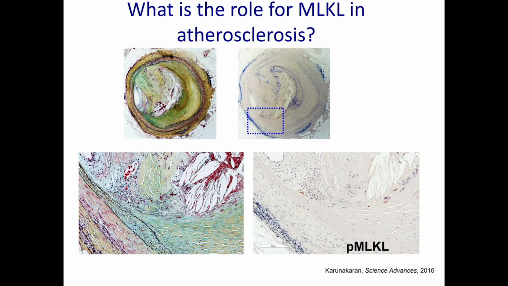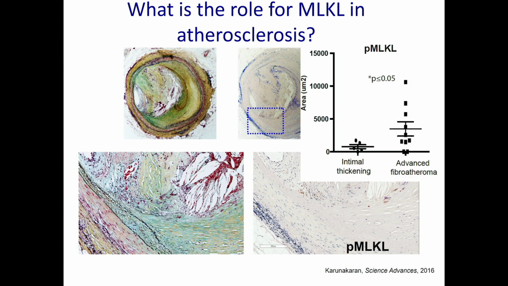And what we found when we initially looked in human plaques was that it's hard to tell, but these brown dots here signal the activation of MLKL. So these phosphorylated MLKL is that last committed step. And you can see that all of these activation events are really happening around the necrotic core, and this is in a human coronary artery.